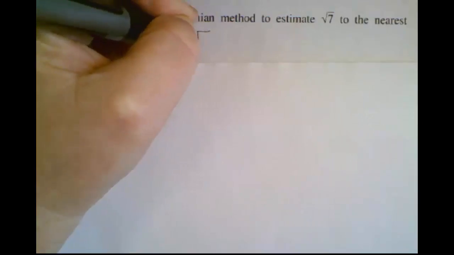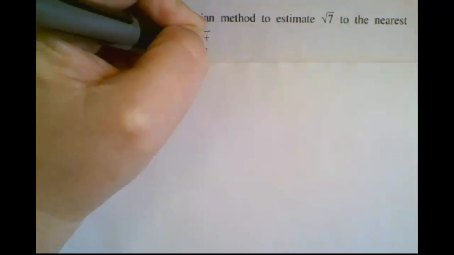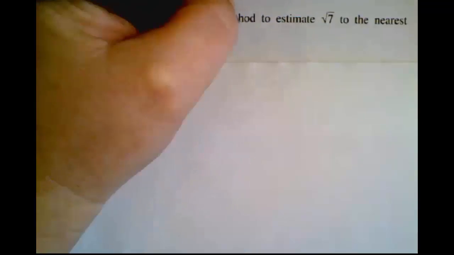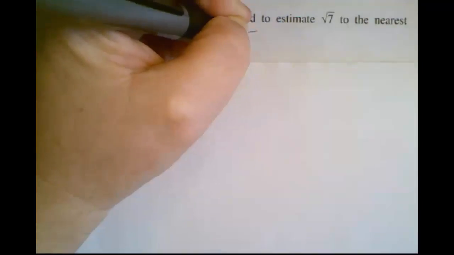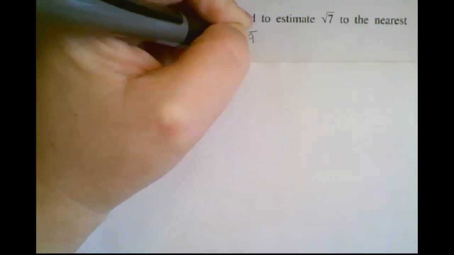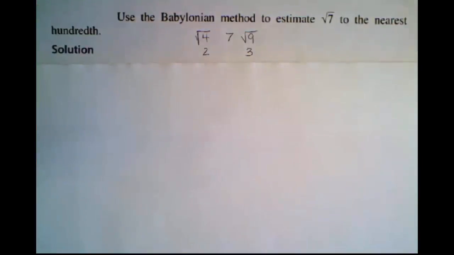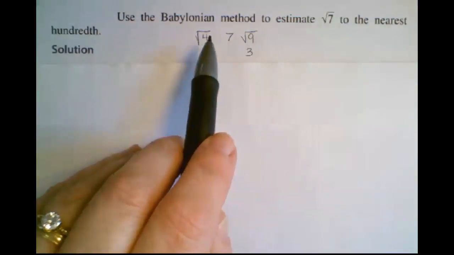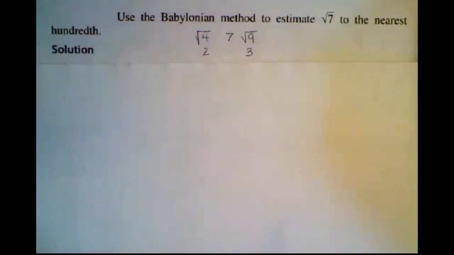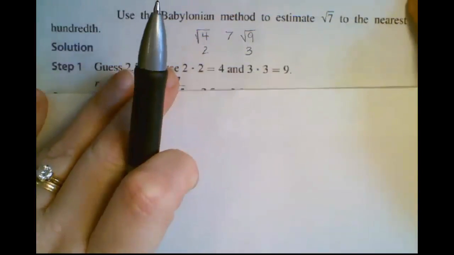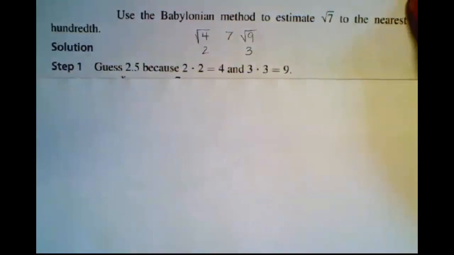The square root of 4 is 2. The square root of 5, or I'm sorry, the square root of 9 would be 3. 7 comes in between both of those. Okay, 7 is between 4 and 9, 4 and 9 being our perfect squares. So our first guess, let's say that is 2.5.